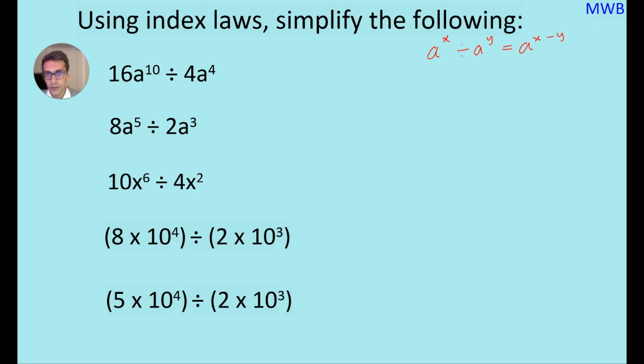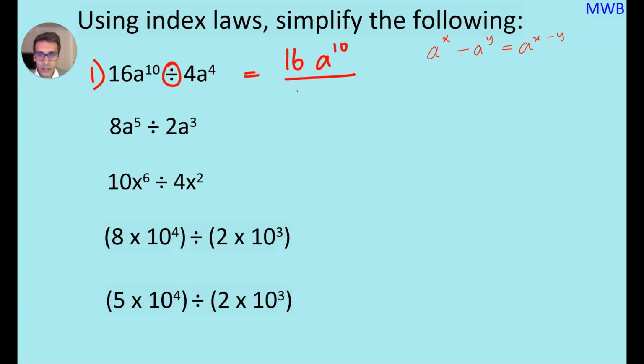I'll do the first example for you here. We've got a division, so we're going to write this as a fraction. This is the same as 16 a to the power 10 over 4 a to the power 4. First focus on the numbers. 16 divided by 4 is 4.